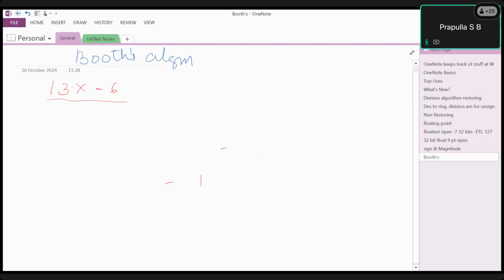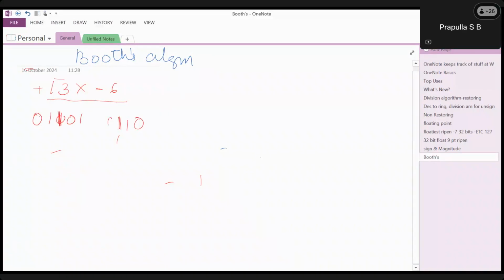And one more thing you have to remember is, you have to convert this to binary. So this is plus 13 and the multiplier is minus 6. So plus 13, how do you represent? 13 is 1101. Plus 13 means the sign will be 0. Then 6. What is 6? 6 is represented as 110, but it is minus 6.